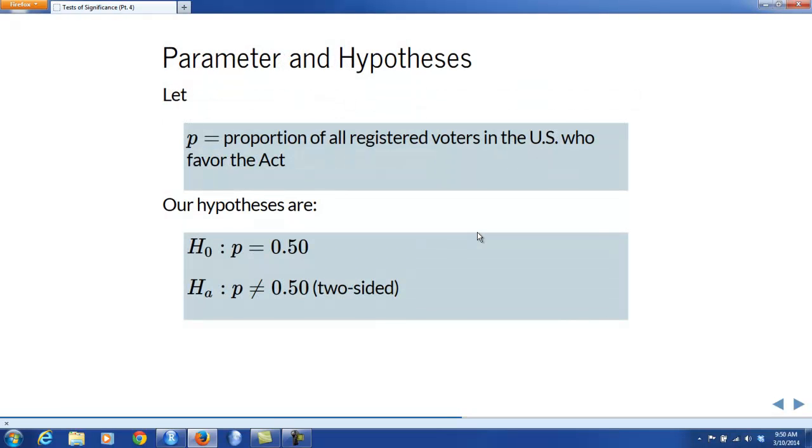As for parameter and hypotheses, let's define P to be the proportion of all registered voters in the U.S. who favor the act. Again, because we're talking about majority versus minority, we set the null hypothesis right at the cutoff, 0.50. We don't have any prior data this time that guides us in one direction or another, so let's go for a two-sided test. The alternative will simply be that P is not 0.5.